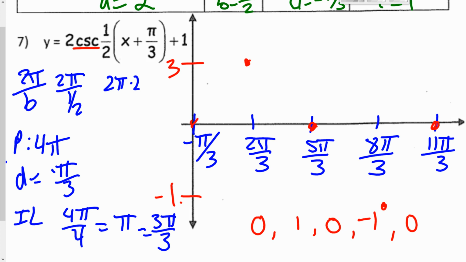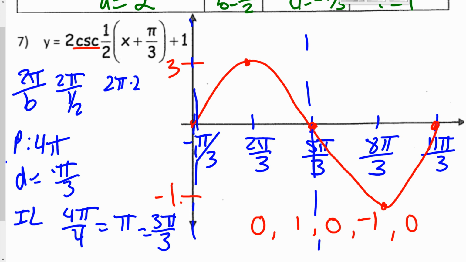Okay, and then we can graph. So what I'm graphing right now is just sine, right? That's sine. So then I have to invert it, right? So my original zeros are now going to become asymptotes, however you want to say it. Your hills become valleys, and your valleys become hills.